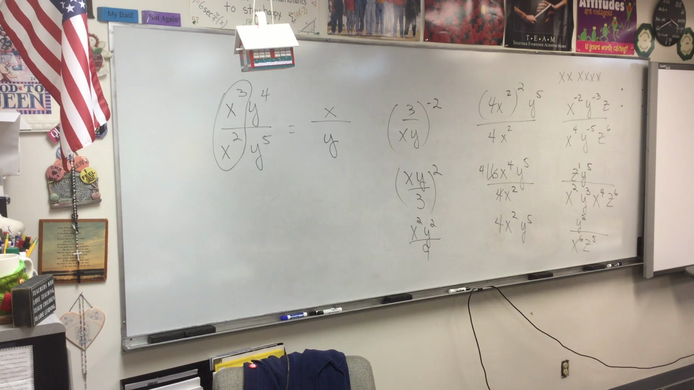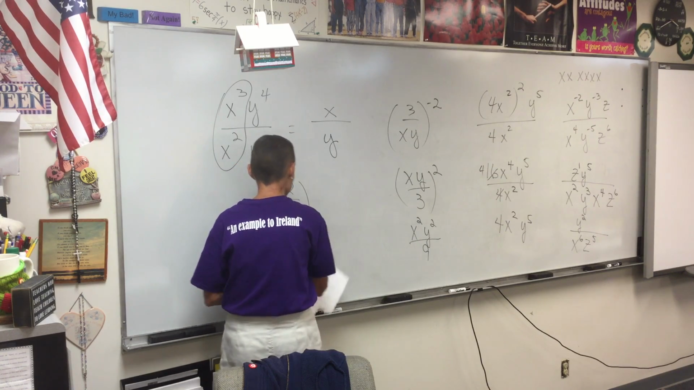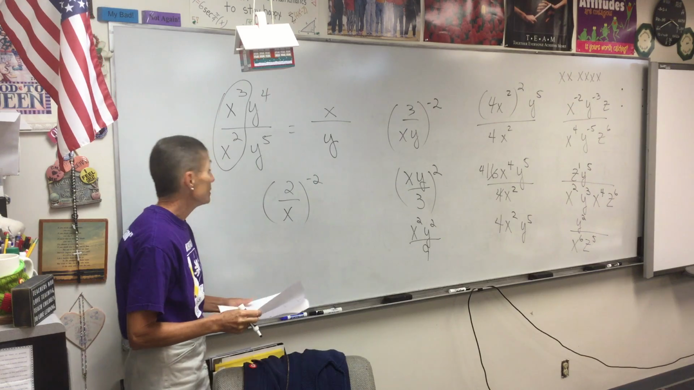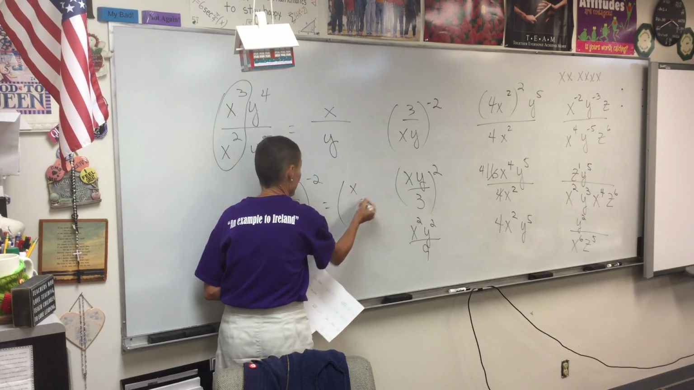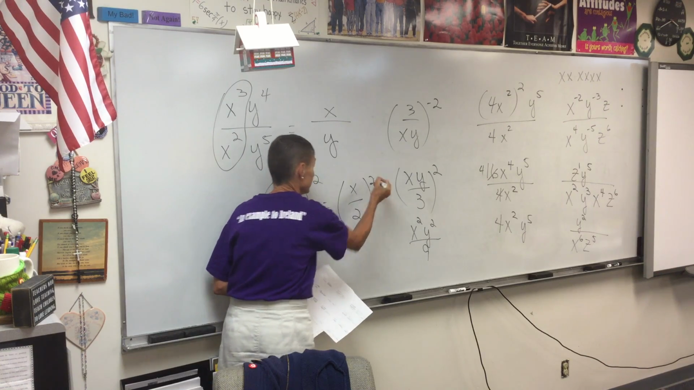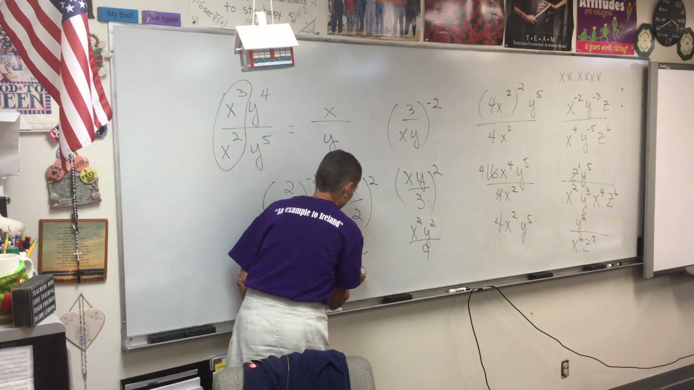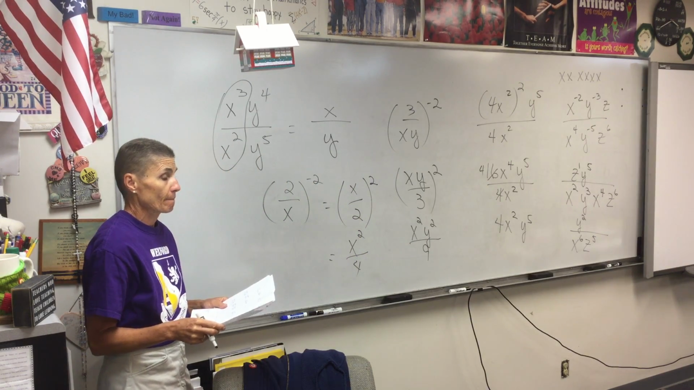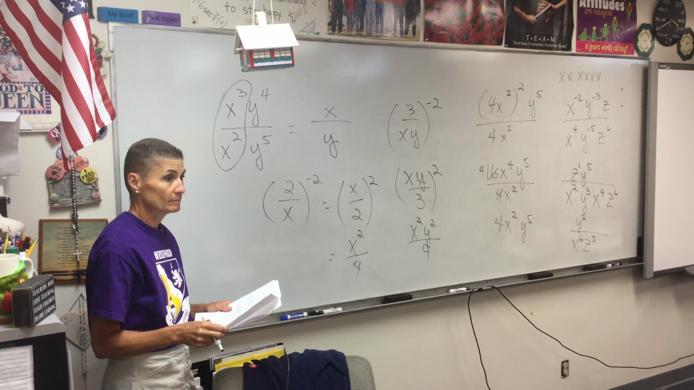All right, this last one, what about it? Tell me what you want to do with this problem. Flip it over. You got a fraction to a negative power, so we'll start by flipping it over. X squared over 4. Everybody good with that? Yeah.